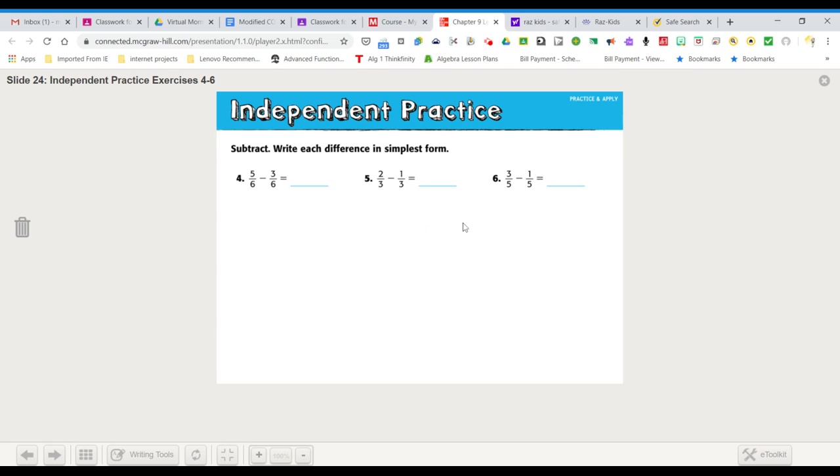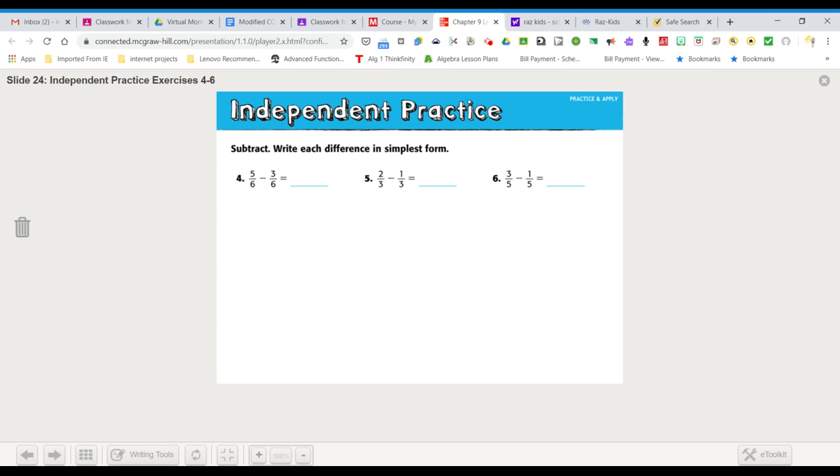Your assignment is the independent practice. Again, you could take a picture of your answers. You could type your answers out on a Google document and share that document with me. Make sure you're labeling this Chapter 9, Lesson 3. I think that's about it for today. Keep in mind that you have to have it in simplest form.